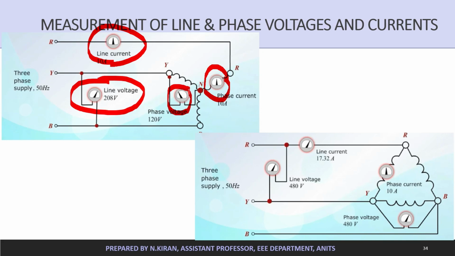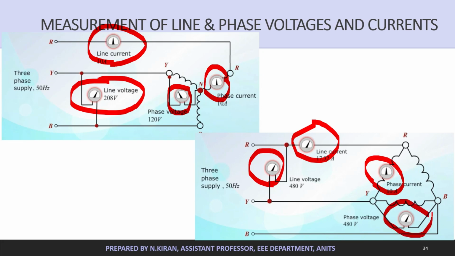Similarly, in case of delta connection, if I place an ammeter in every line, it will give me the value of line current. If a voltmeter is placed between any two lines, it will give me the value of line voltage. Similarly, if I place my ammeter in between these two phases, it will give me the value of phase current, and if I place my voltmeter across any two phases, it will give me the value of phase voltage.